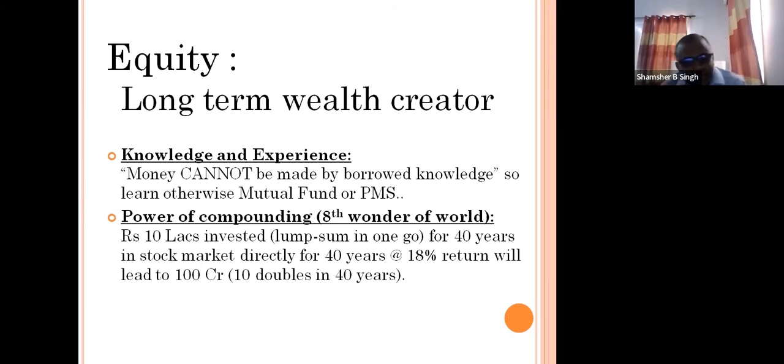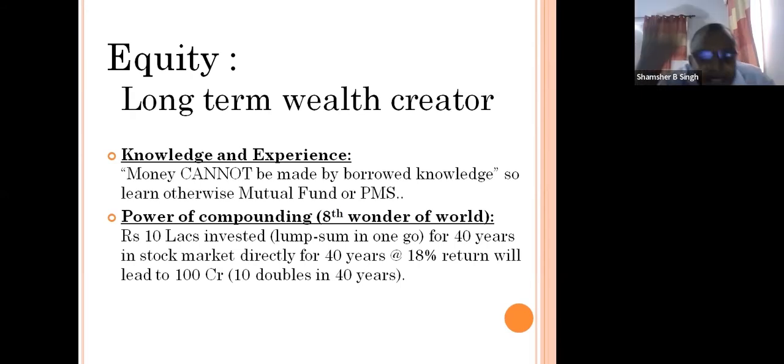Next point is, investing, as Warren Buffett once said, is the eighth wonder of the world, because the power of compounding really works here. For example, 10 lakh invested as a lump sum in one go for 40 years in the stock market directly, at the rate of 18% return, will become 100 crore. I repeat, 10 lakhs, 40 years, 18% return, and it will become 100 crore. Your 10 lakhs will double 10 times in 40 years, because of the rule of 72. With that rule, 18% return will make your money double every 4 years.